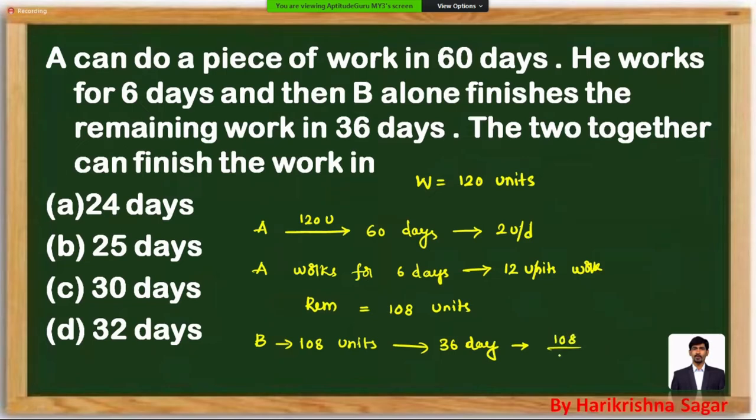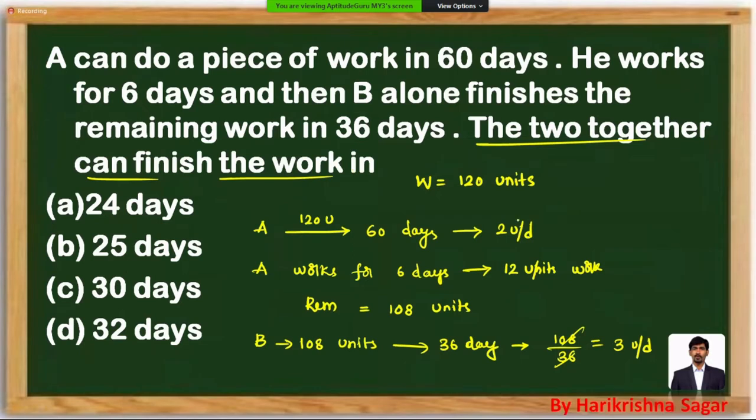So we can say the efficiency of this person is going to be 3, since 36 divided by 12 is 3. So B can finish 3 units in one day. So as per the story, that they two work together, how many days are required to finish?